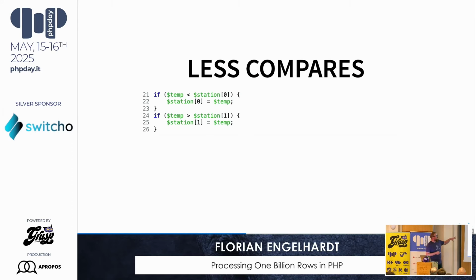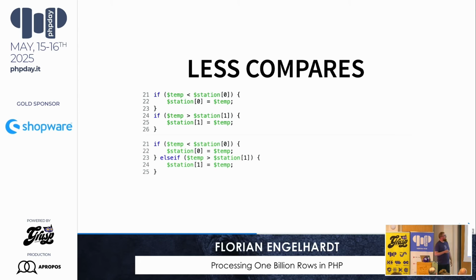Another thing that I found while looking through the source code is that I'm doing more compares than I need to do. I'm checking if the temperature that I'm currently reading from the file is smaller than the minimum temperature that I have for the station. But if that is the case, if the temperature is smaller, then it won't be bigger than the maximum anymore. So I can only do one comparison and then do an else if, because it could be the same, so I don't know. Yeah, just going to do it like this.